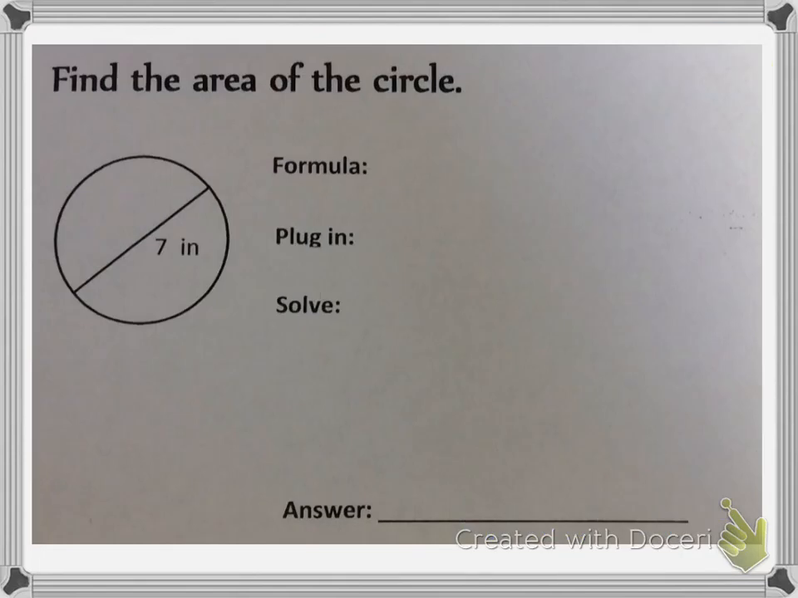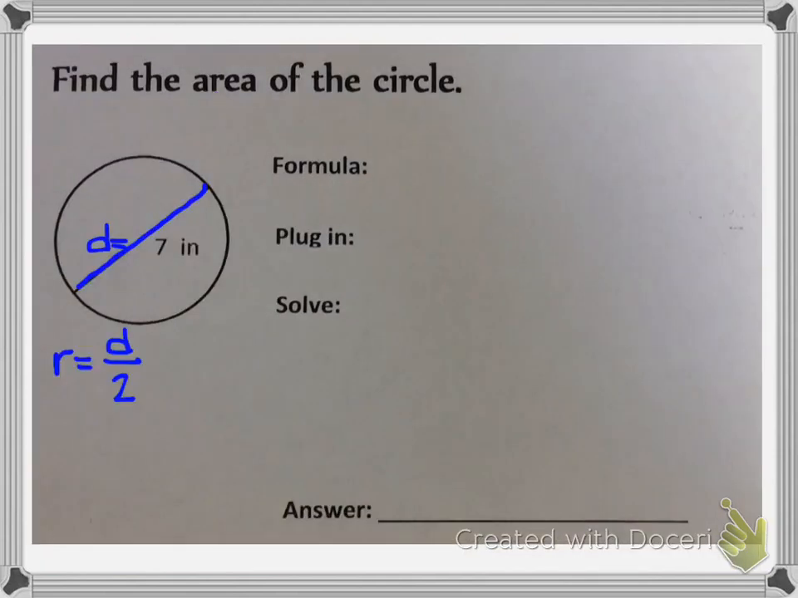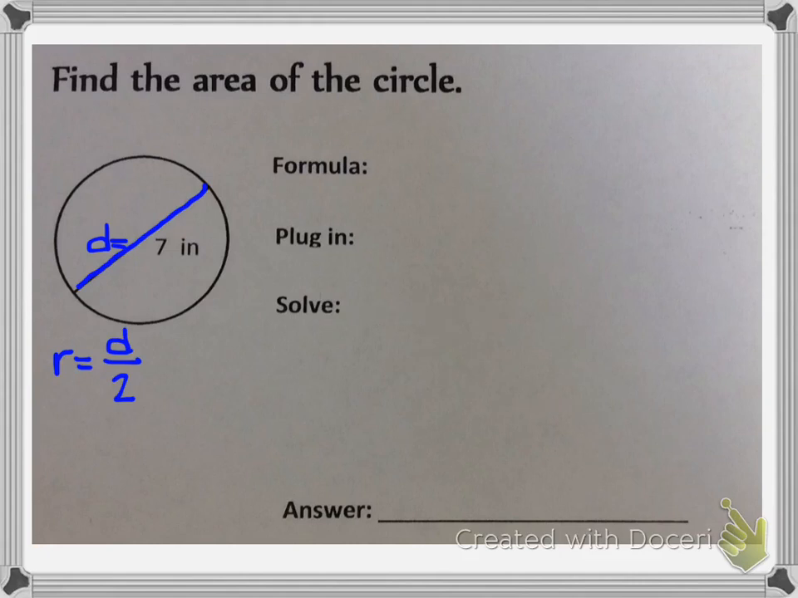Our next problem is where this line goes from one side to the other through the center, diameter. So you will have to find the radius. And then let's look at the next one where they give us the radius. You are going to complete these two on your own. You will complete where the diameter is 7 inches, and you will complete where this goes from the center to the outer circle, so that is radius. Once you have completed these two, you are finished, and we will check them tomorrow during our whisk chat.